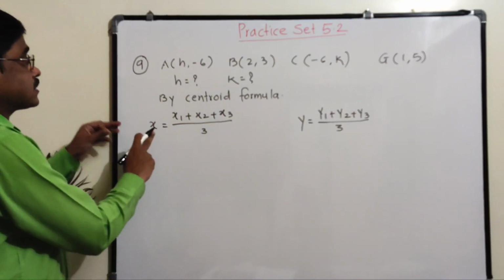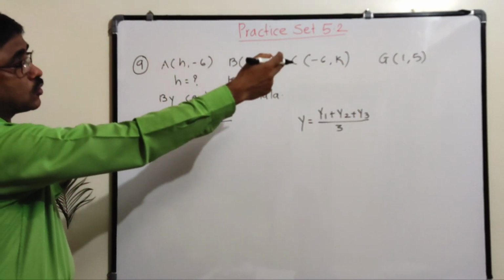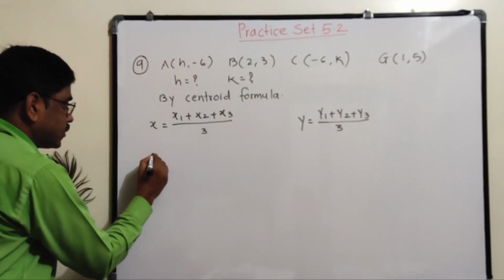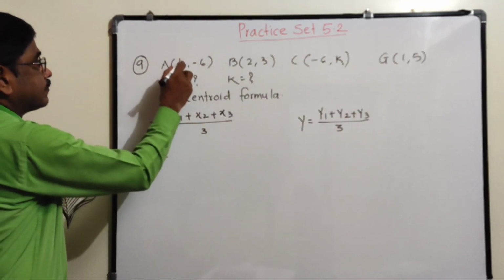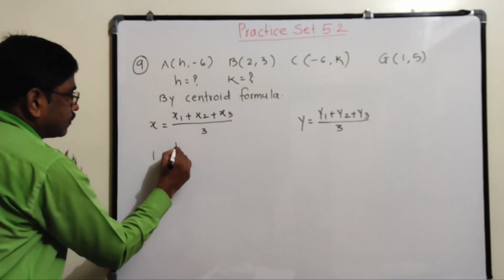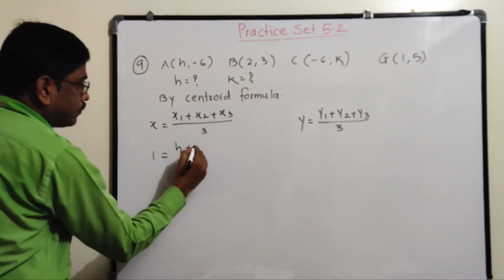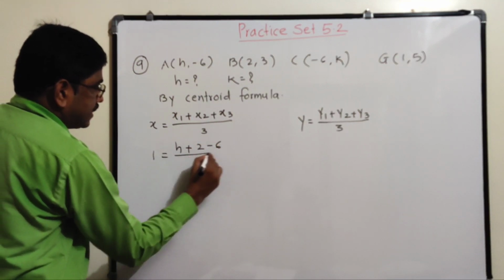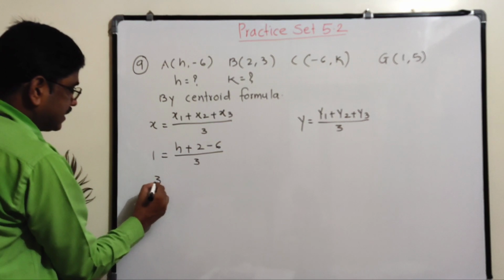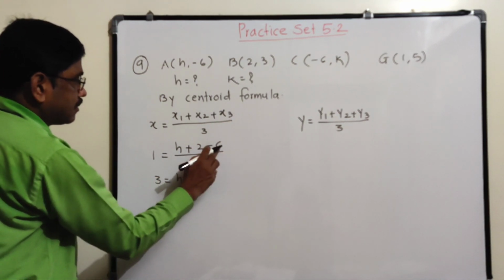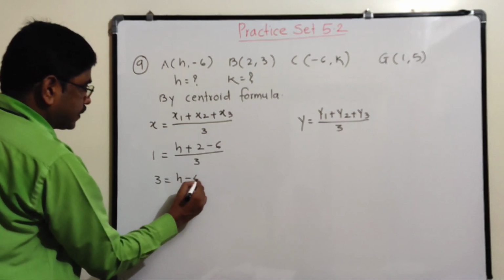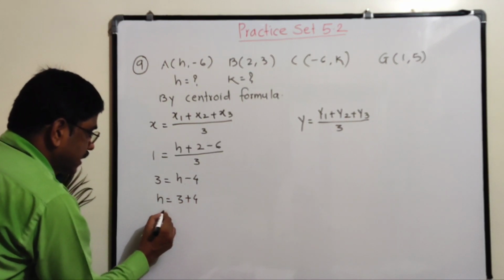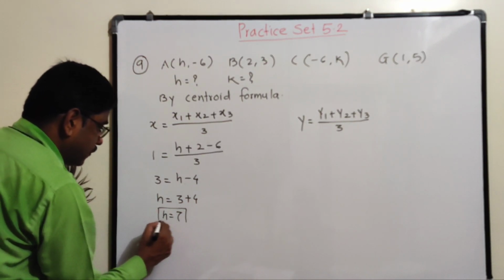Now substitute the x coordinate of G. Here the centroid is G. The coordinates of centroid (1, 5) are given. That means x and y are given. So here 1 is equal to x1 h plus x2 plus x3 is minus 6, divided by 3. Multiply by 3. 3 ones are 3 is equal to h. And here minus 6 plus 2 is minus 4. So h is equal to this 3 and this 4 becomes plus. So h is equal to 7. So we get one value, h.